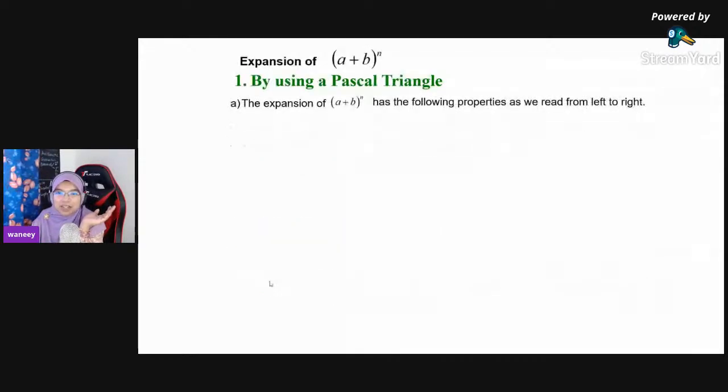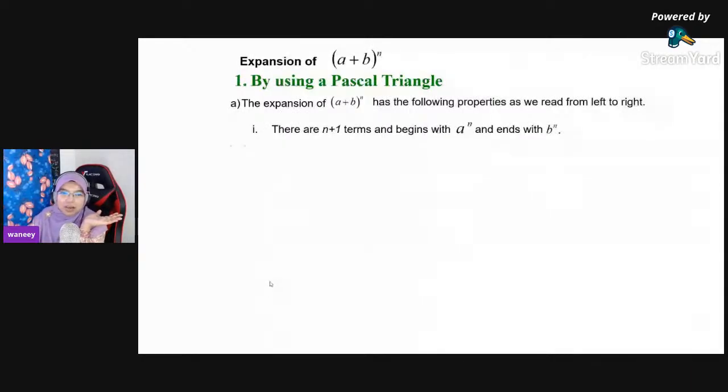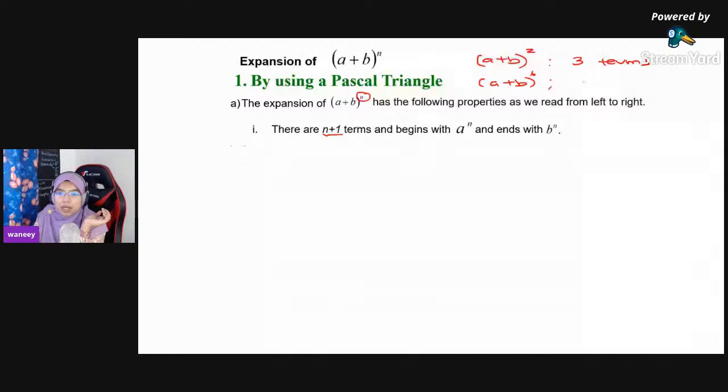So we can actually use the Pascal triangle. Okay, so what is Pascal triangle? There are n plus 1 terms. So that means if you have n, we are going to have n plus 1 terms. If you have (a plus b) squared, we are going to get 3 terms. If you have (a plus b) to the power of 6, we are going to get 7 terms. So there are definitely n plus 1 terms.